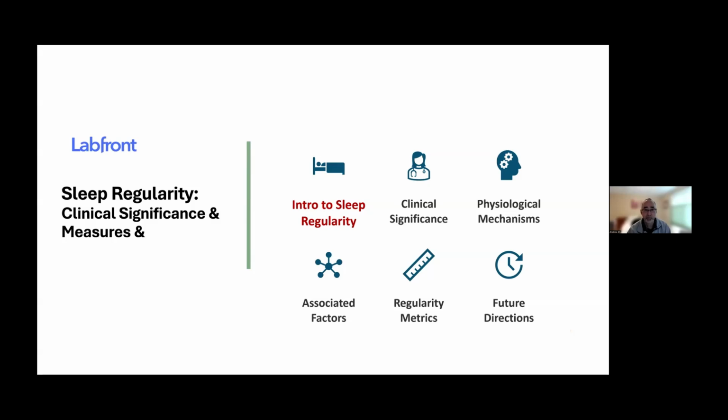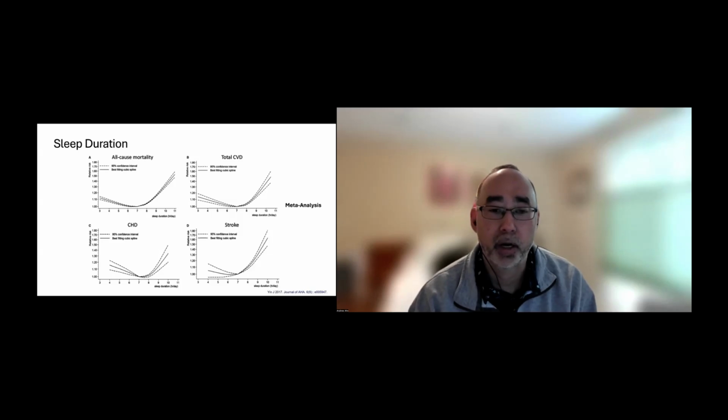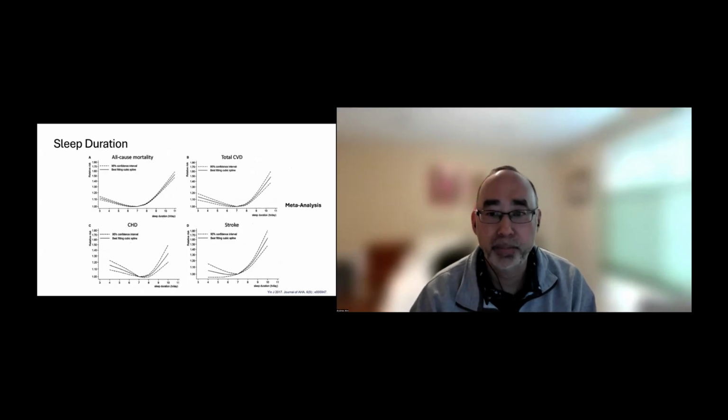And so traditionally, the focus for sleep clinical care has been on sleep duration. And this is a result of well described relationships between sleep duration and key clinical outcomes. This meta analysis done by Yin in 2017 shows that U shape or J shape relationship between sleep duration and a number of key clinical outcomes, all cause mortality, total cardiovascular disease events, coronary heart disease events, and stroke events.